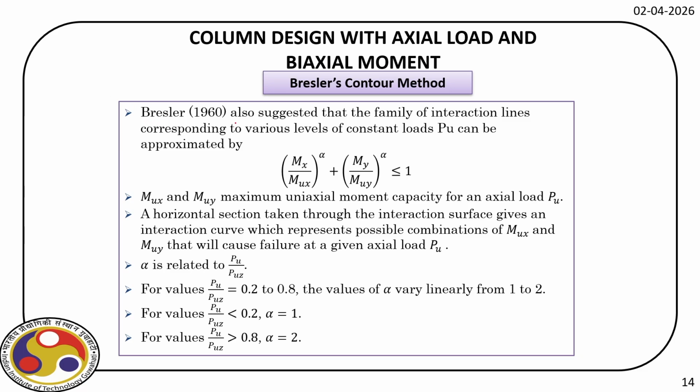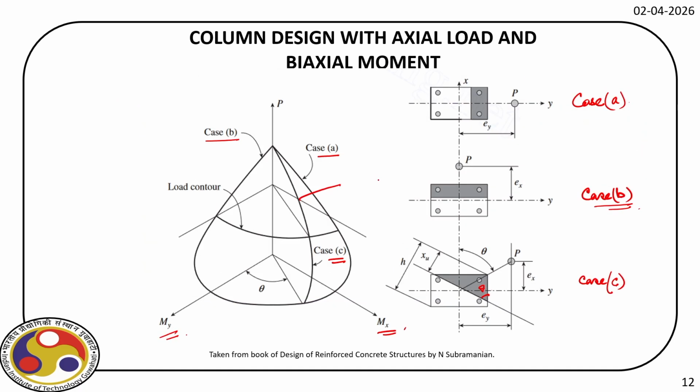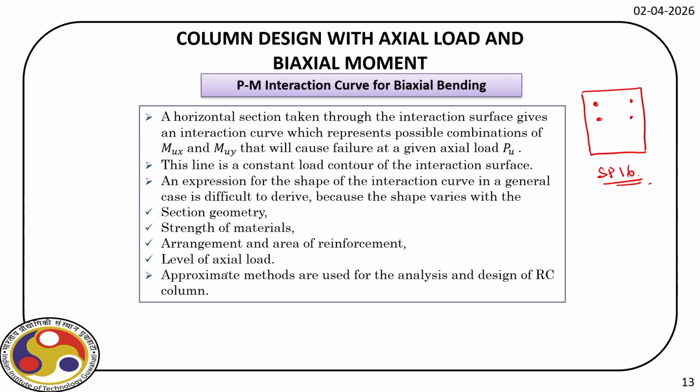Now, we have this method proposed by Bresler, where this characteristic equation is given. So, we have to satisfy this condition, and then we'll see how we can design the cross section. Out of that, we have this Mux and Muy, the maximum uniaxial moment capacity. Recall, these are the moments where we have zero loading.